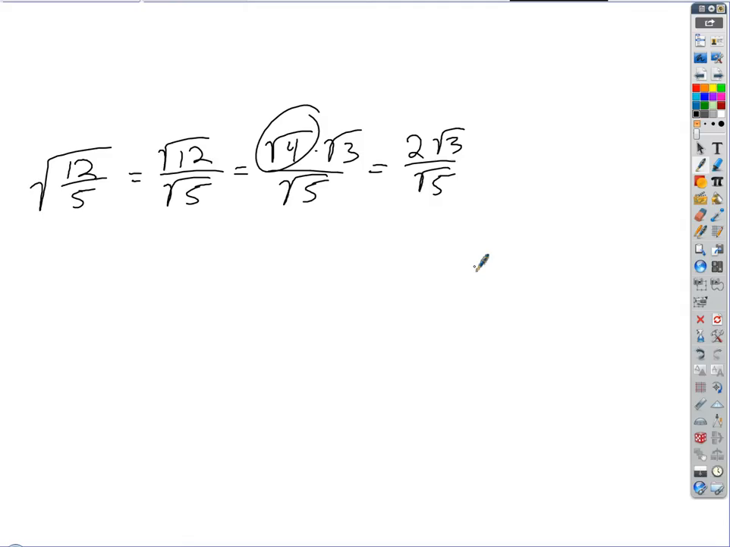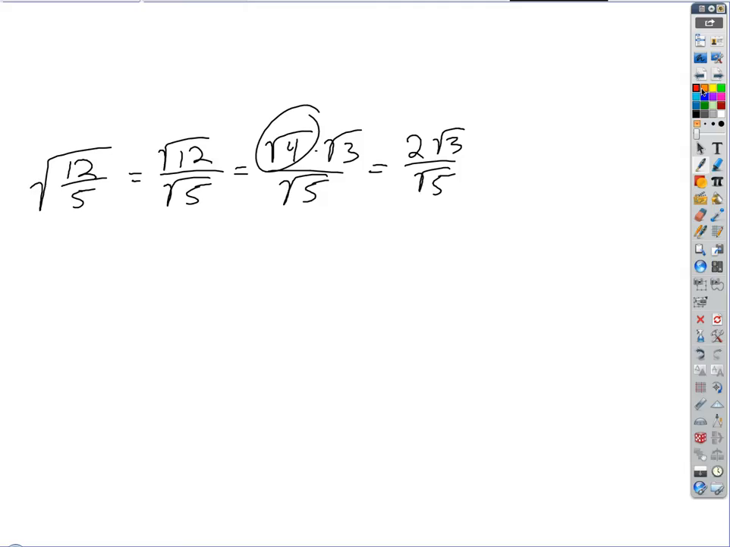Something doesn't look right. Well, I can have 2, but you're right, you can't have a radical in the bottom. So we'd say we've got a stranded radical in the bottom. We have to get rid of it. What's our strategy for getting rid of a stranded radical in the bottom?